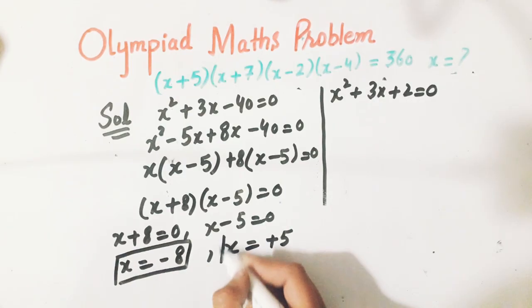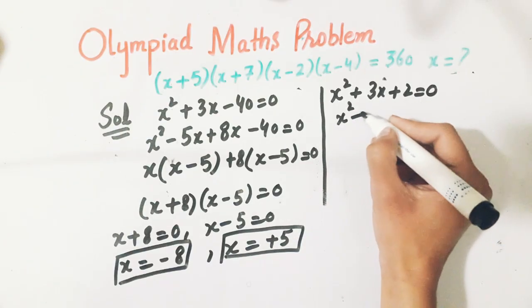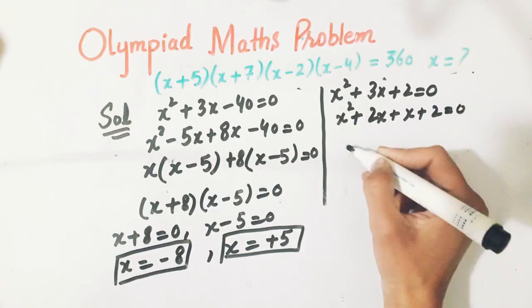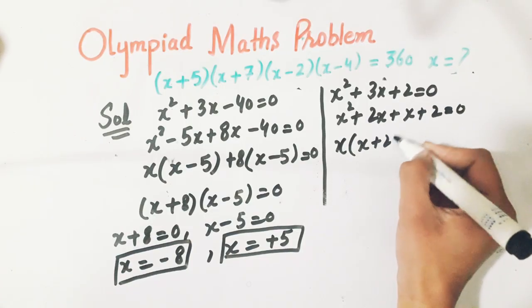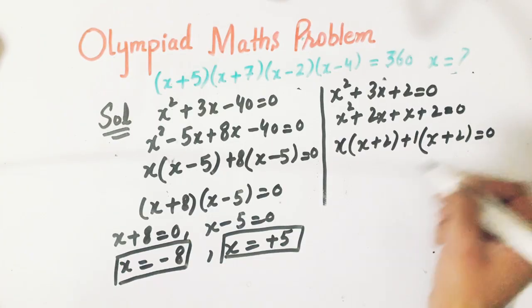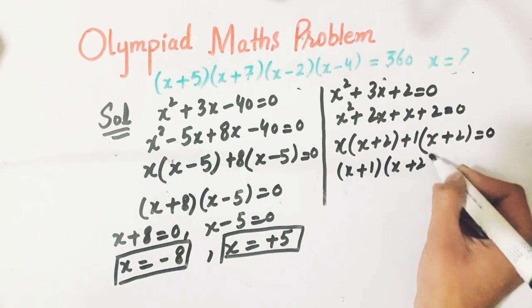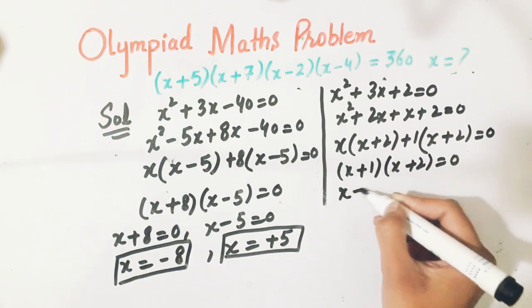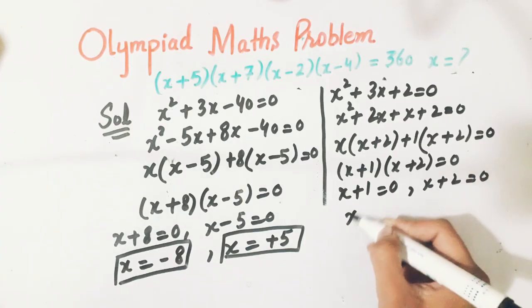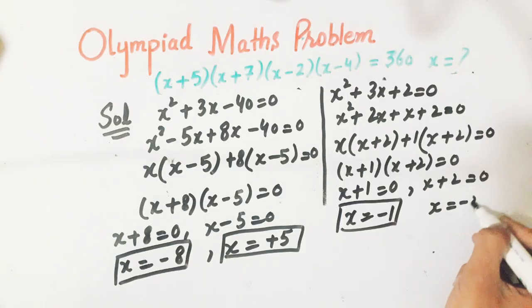These are the values. Now we will make the factors of 2 such that when they are added gives 3. So x is common, remaining is x plus 2. Plus 1 is common, so remaining is x plus 2. So the factors are x plus 1 and x plus 2. It means that x plus 1 equals 0 or x plus 2 equals 0. x equals minus 1 and x equals minus 2.